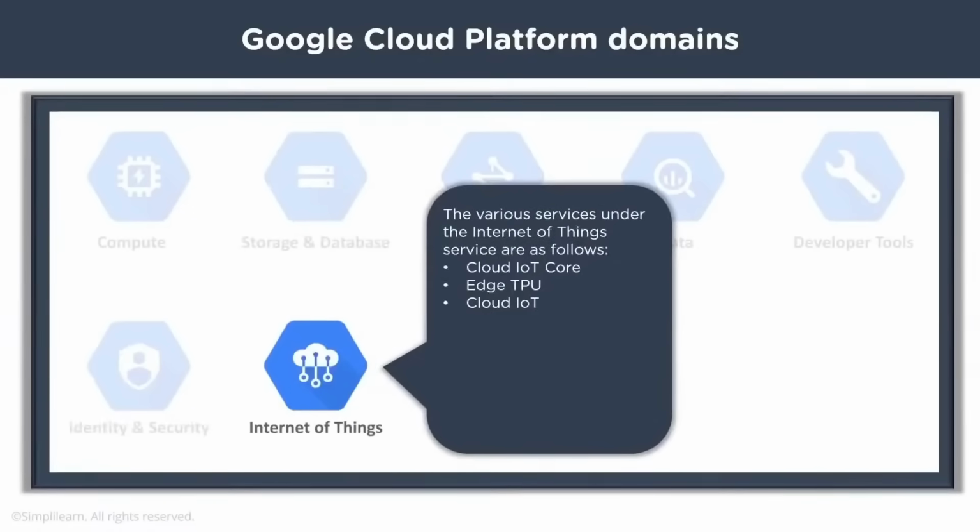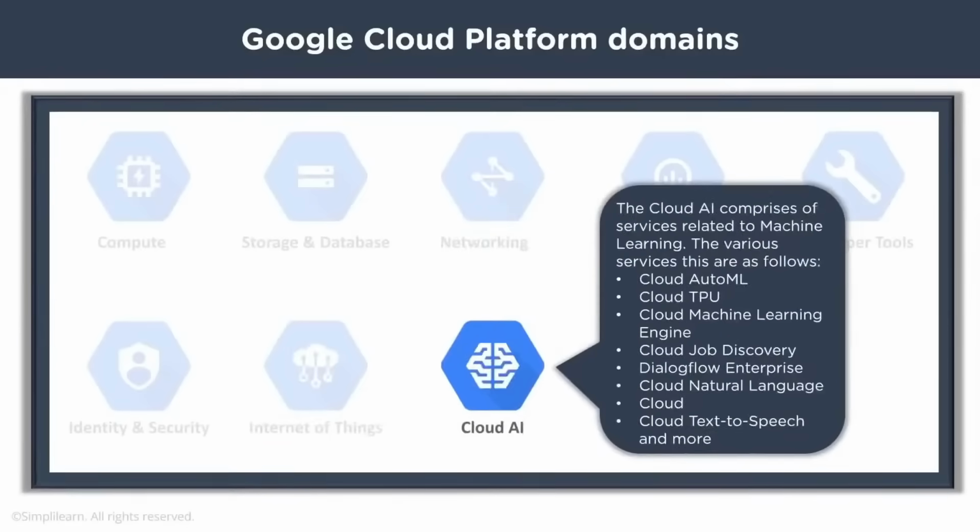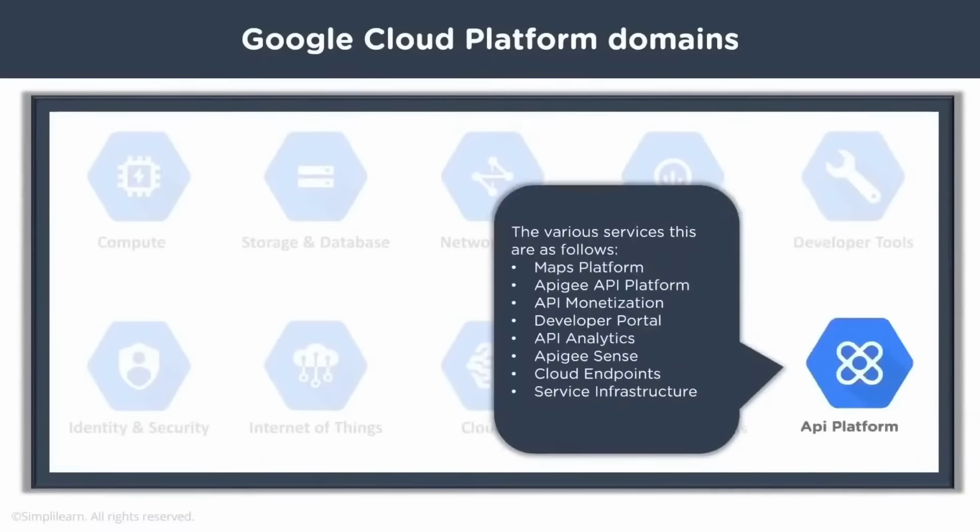You also have cloud services which are related to the Internet of Things. These would be used by organizations who would be working on IoT devices or the data generated by these devices. Various services here are Cloud IoT Core, Edge TPU, and Cloud IoT. Also, when we talk about Cloud AI, that is artificial intelligence, this comprises services related to machine learning and much more. So you have Cloud AutoML, Cloud TPU, Cloud Machine Learning Engine, Job Discovery, Dialogflow Enterprise, Natural Language, Text to Speech, and much more.